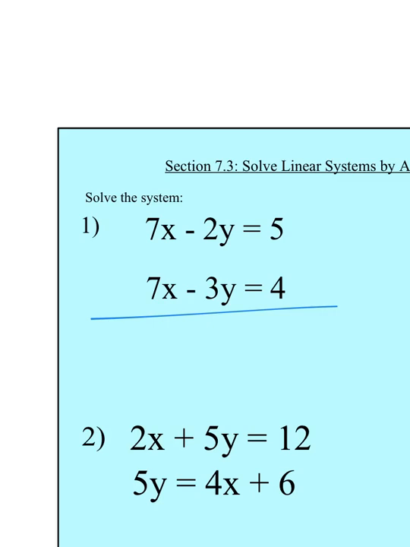Now I just got to make a big decision. Am I going to add or subtract in this system? And what will cancel out? And I can see the 7x's here. If I subtracted, 7x minus 7x will cancel out for me, okay?